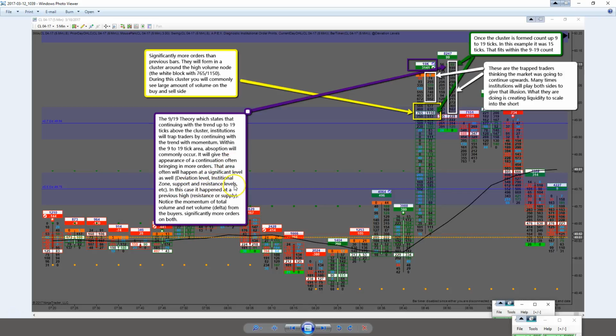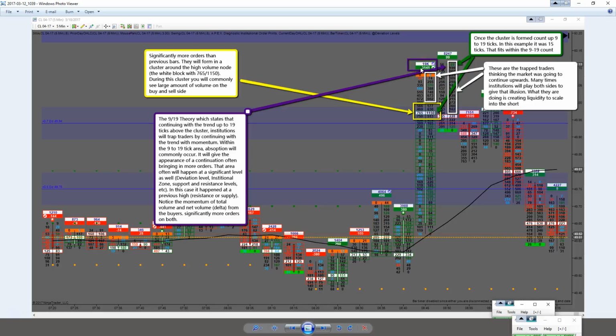Support resistance lines or supply demand lines. In this case, it happened to be a previous high, which I had marked or spoke about earlier, a supply line. Notice the momentum of total volume and net volume. So this is the total volume. This is the net volume.